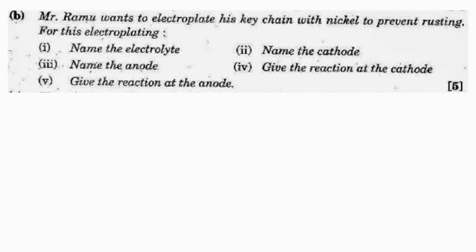Okay, read and find out. All these are board questions and you will be able to answer all these questions so easily. Mr. Ramu wants to electroplate his keychain with nickel to prevent rusting. For this electroplating, name the electrolyte, they are asking. So we said that the electrolyte should contain Ni2+ ion. Okay, so which is a proper one? That is nickel sulfate. Aqueous solution of NiSO4 should be taken.